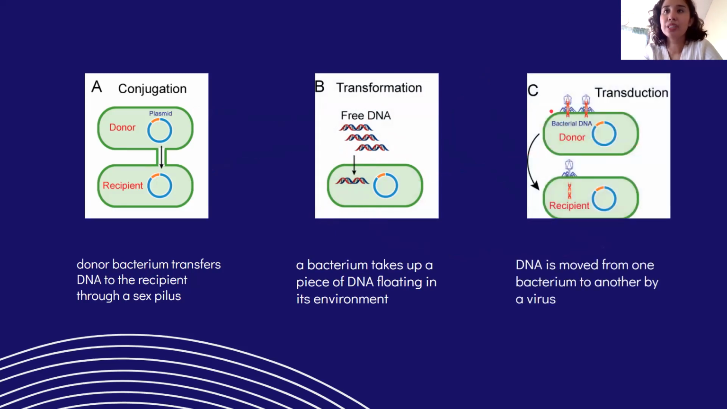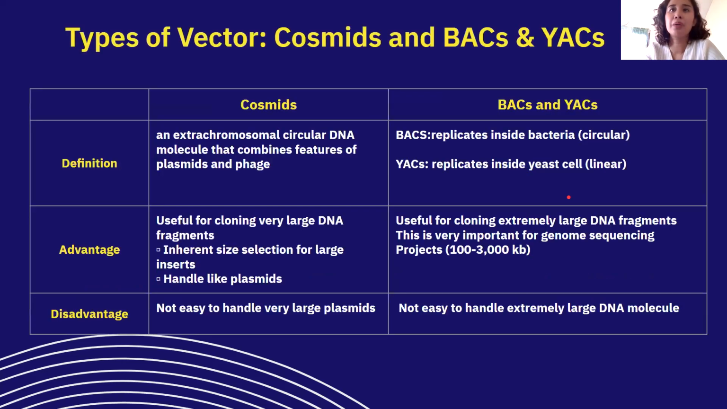And guys, for the bacteriophages, the way that it could multiply, or let's say infect other bacterial cells, is through transduction. So DNA is moved from one bacterium to another by a virus. So if we use bacteriophages, it's called transduction. And later we also have transfection.